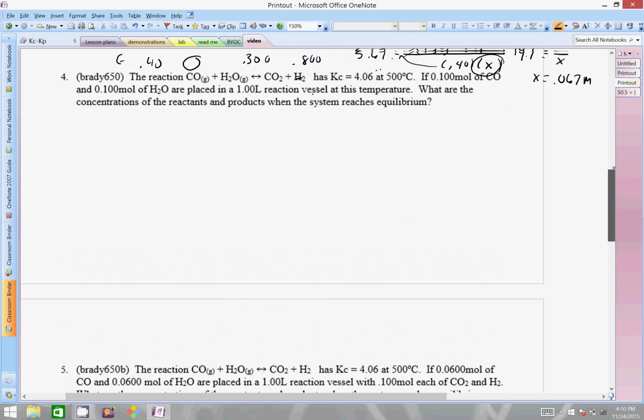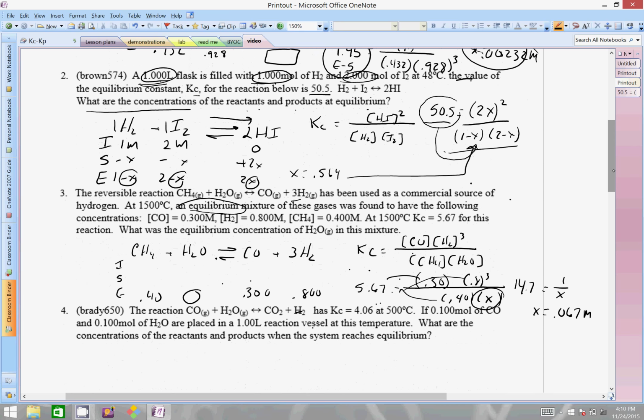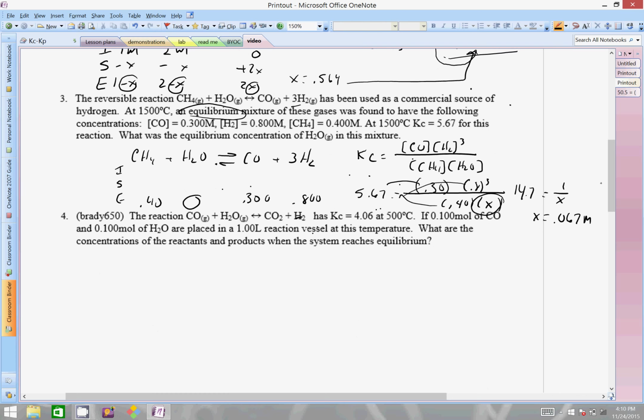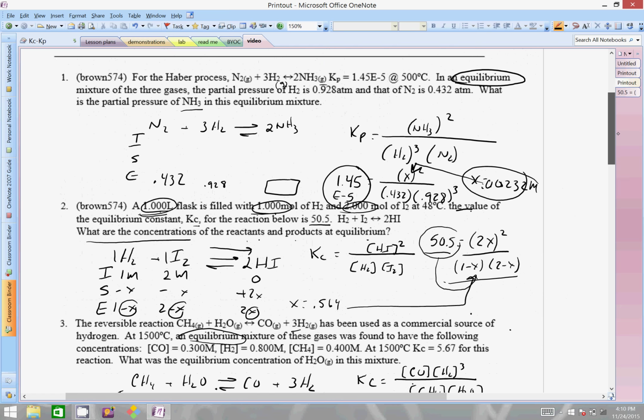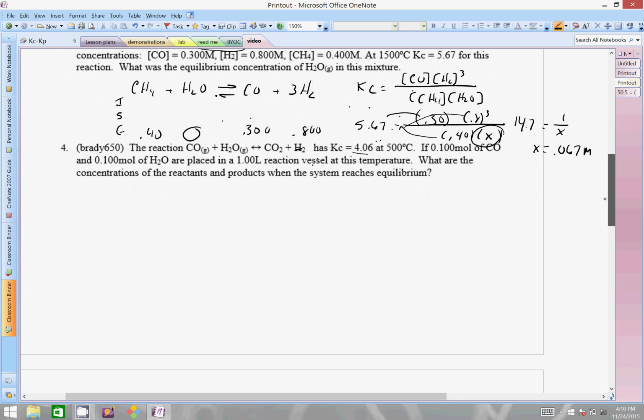Looks like we got a couple more here. Alright, a few more, maybe too many here. We got the reaction between CO and water. The K value is 4.6. If this number of moles is placed in a vessel, what are the concentrations when it reaches equilibrium? Alright, so we have a bunch of problems like this one, and they all seem very similar, in which case they are. Alright, let's solve this one out here.